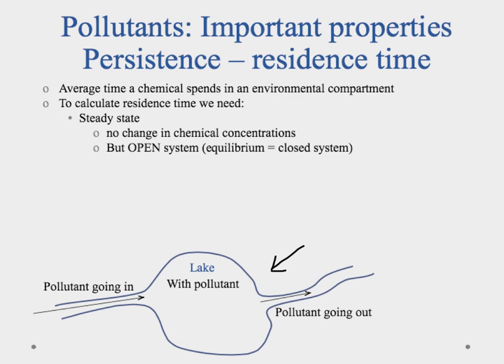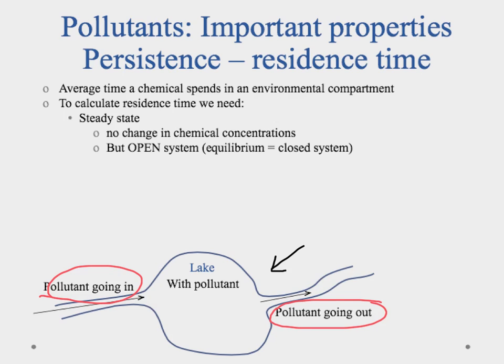So to calculate residence time, we need to know that the compartment that we're interested in is in what we call steady state. So what does that mean? It means there's no change in chemical concentration of the pollutant that you're interested in within that lake or unit of air or stretch of stream. So that is pretty similar to equilibrium conditions, but the main difference here is that for steady state we've got an open system. So that means that we've got inputs, in this case pollutants going in, and outputs, in this case pollutants going out.